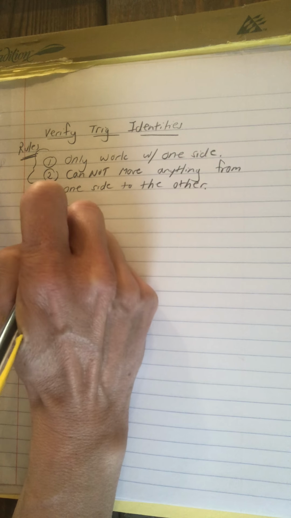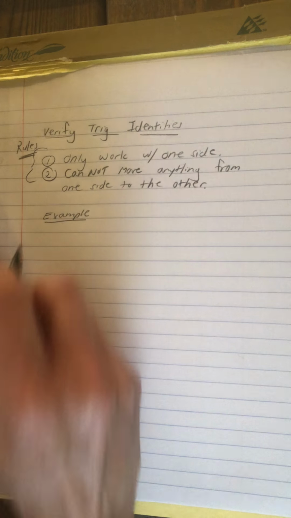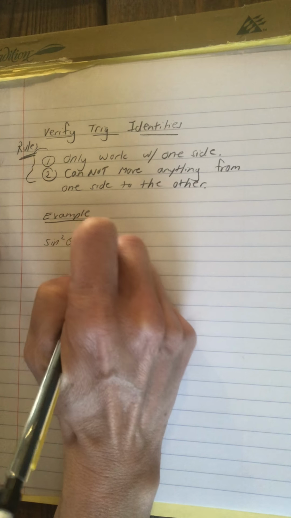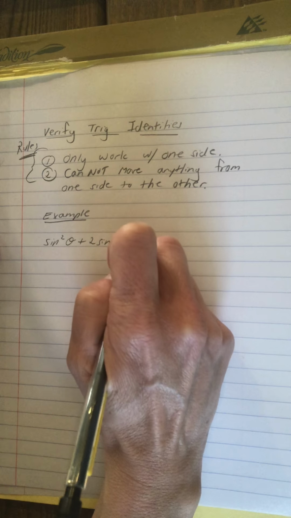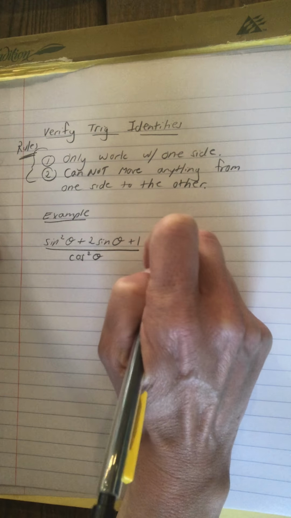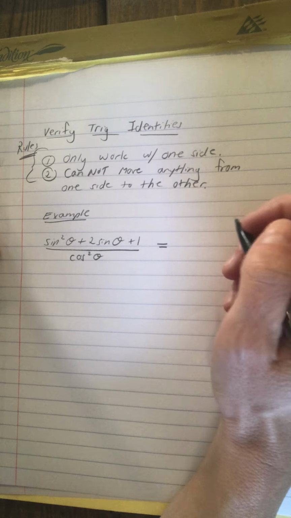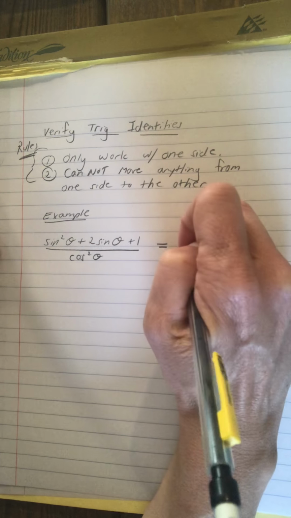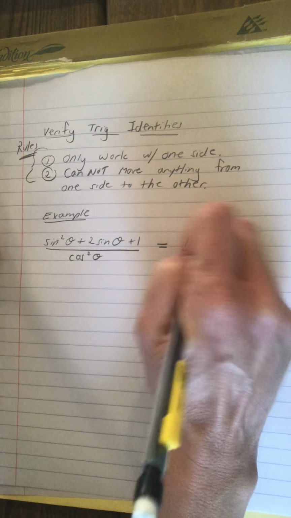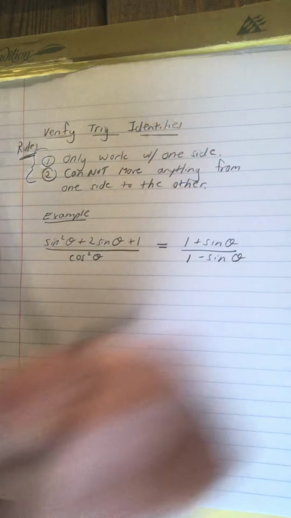All right, guys? So I'm going to review an example problem right now, and it kind of uses the factoring that we went over yesterday. In this example, I am going to have sine squared theta plus 2 sine theta plus 1, all over cosine squared theta. And I want to verify that it's equal to 1 plus sine theta over 1 minus sine theta. That's what I want to verify.